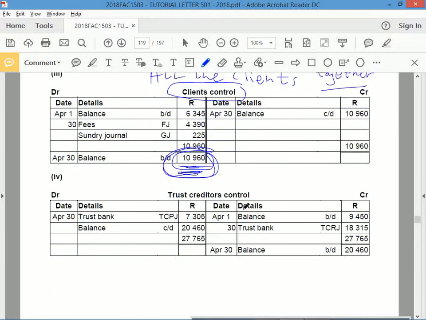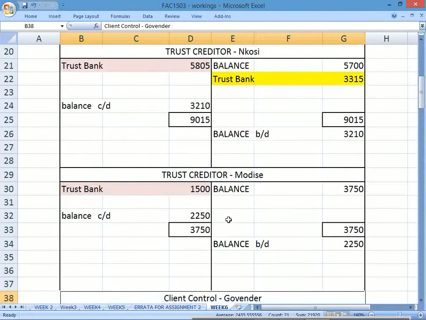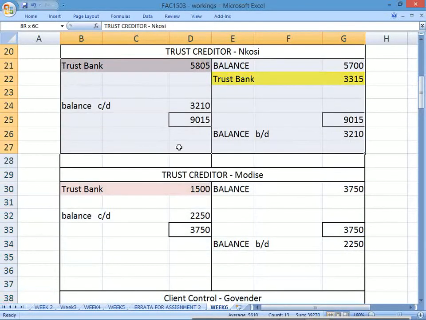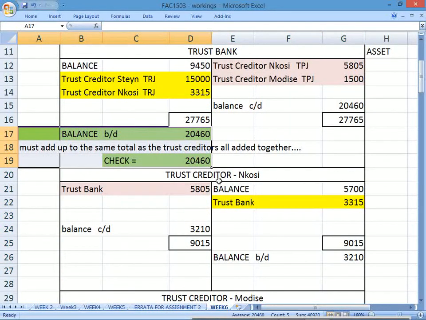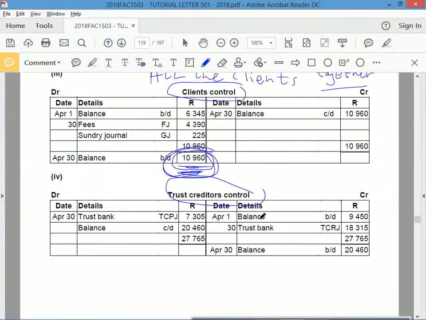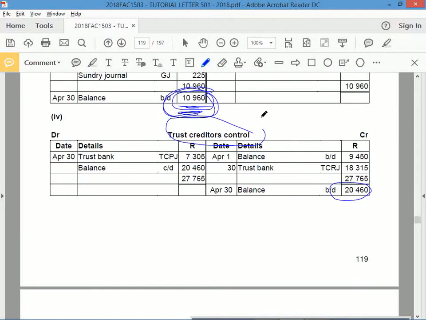The trust creditors control, that's also the total. They added everything together. We showed them separate: Trust Modise, Trust Nkosi, Trust Stain. And when we added them all up, we had the same figure, so that was fine also. That's the total, same thing again, all of them together.